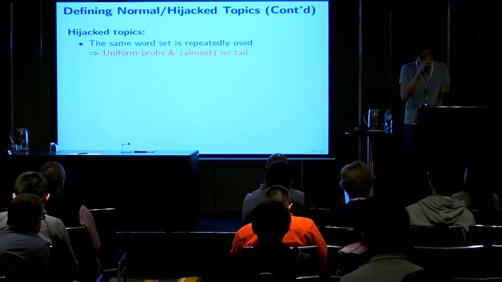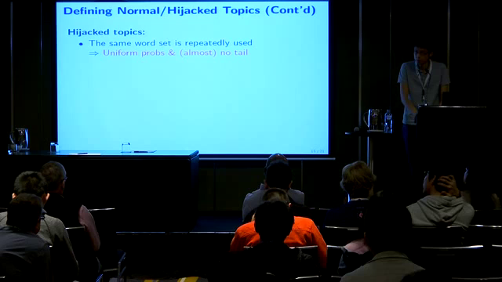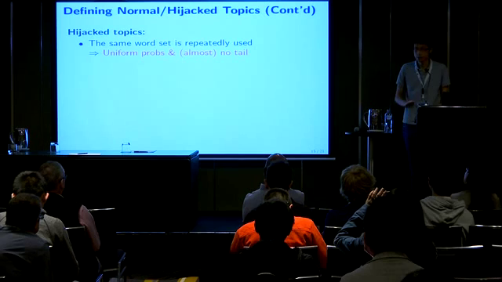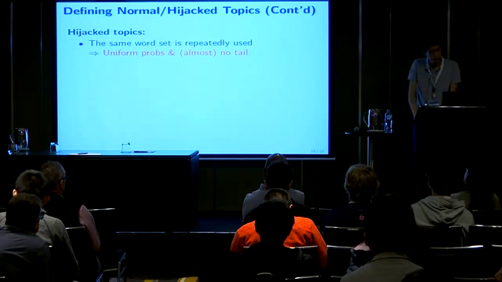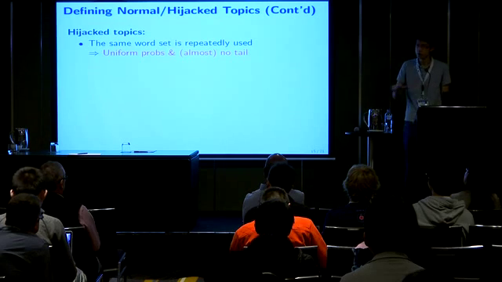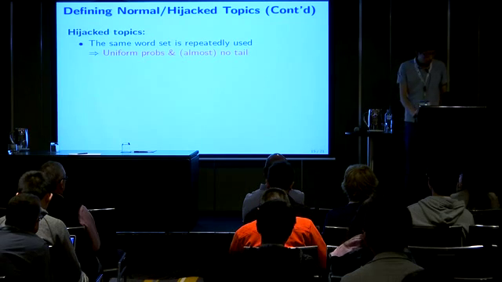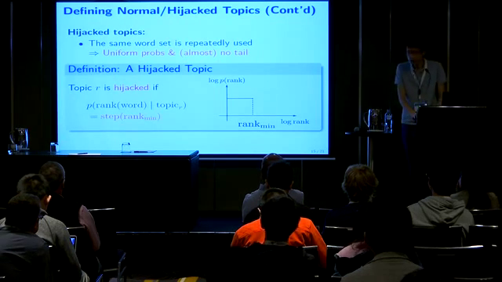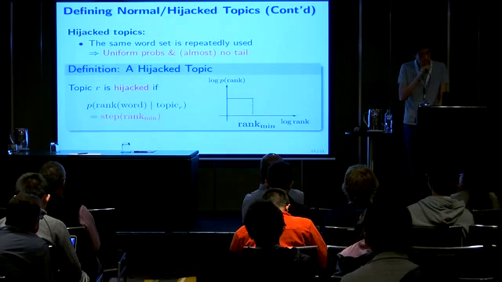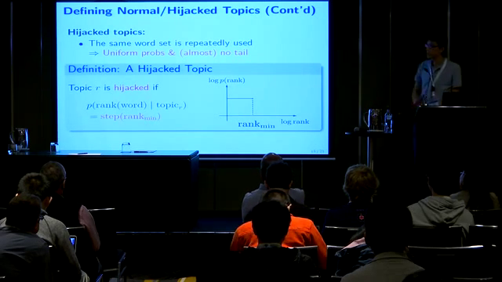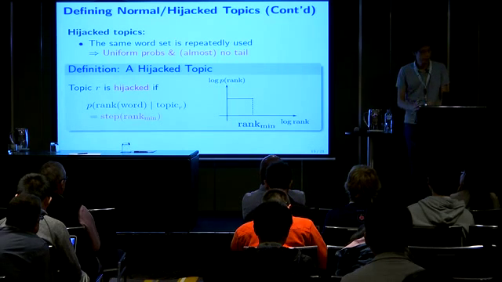And also for hijack topics, because hijack topics are generated by non-humans and repeatedly use the same text, the distribution is like a uniform distribution with uniform probability, and the tail is nothing. This leads to this definition: topic r is hijacked if its word distribution follows the step distribution. And this rank means a position, the length of the duplicated text.